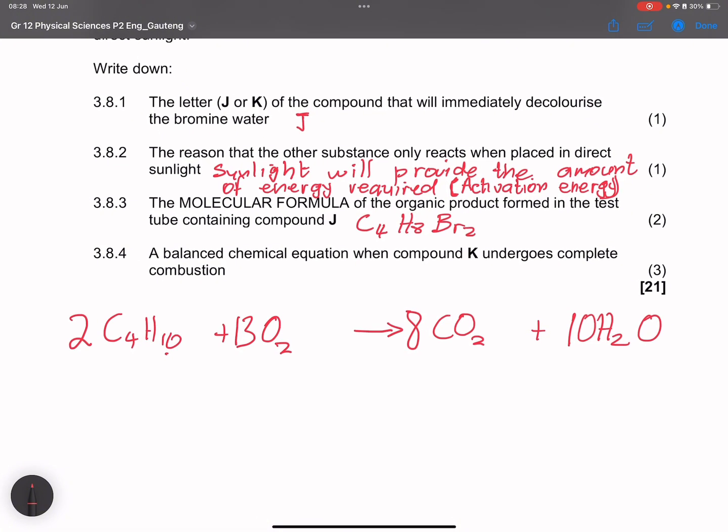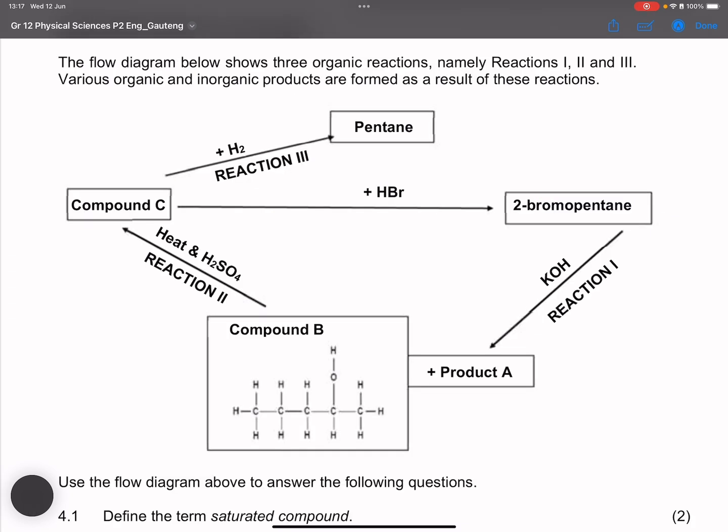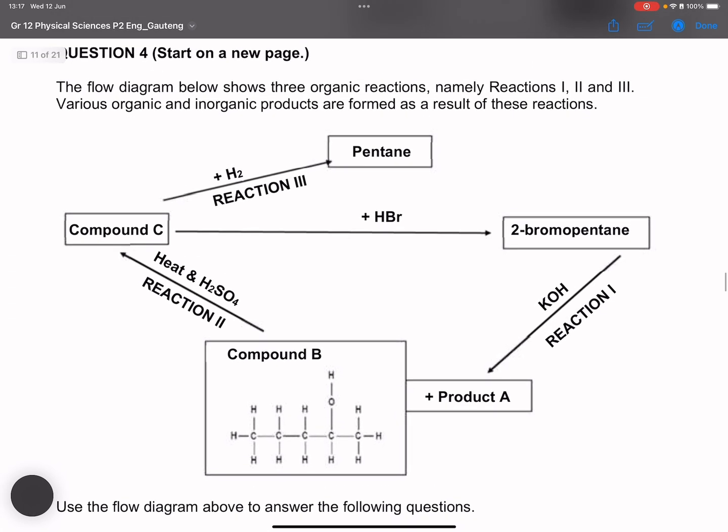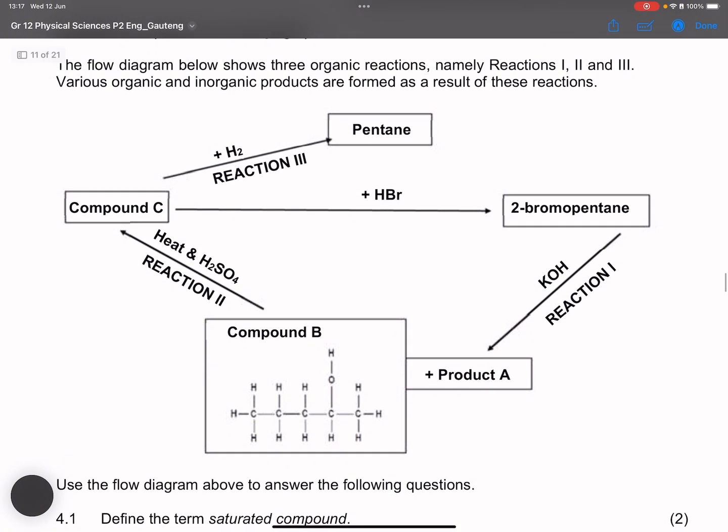Question 4, right? We continue. They say the flow diagram below shows 3 organic reactions, namely reaction 1, 2, and 3. Various organic and inorganic products are formed as a result of these reactions. All right, so now we're going to answer the questions that follow. They say use the flow diagram above to answer the following questions.